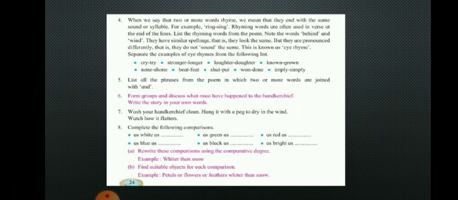Okay, now we will move to the last question. Question number 8. Complete the following comparisons. Here comparisons are given. Okay, now we will just go through. I will give you this answer in writing. Comparisons are given. As white as, any idea? As white as snow, or we can say as white as milk, right? Next is as blue as sky, as green as grass, as black as coal, as red as blood, as bright as sun. Okay, children. So this is a kind of comparison.